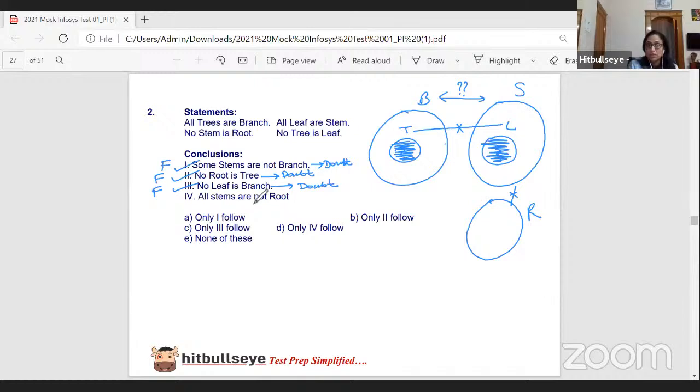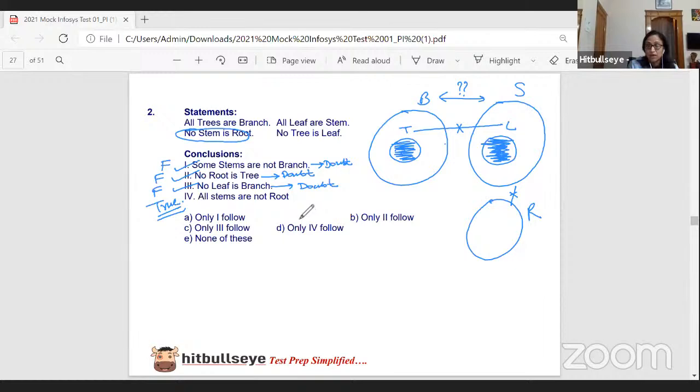Now, the last one. All stems are not root. Is it compulsory in my question that stems have to be inside root? Of course not. These are inside stem, and it is already told to me that no stem is a root. So all stems are not root is correct. Yes, I know stems cannot be roots. Stems are kept disjoint from roots. So this is a correct one because I'm sure what they have mentioned is correct.